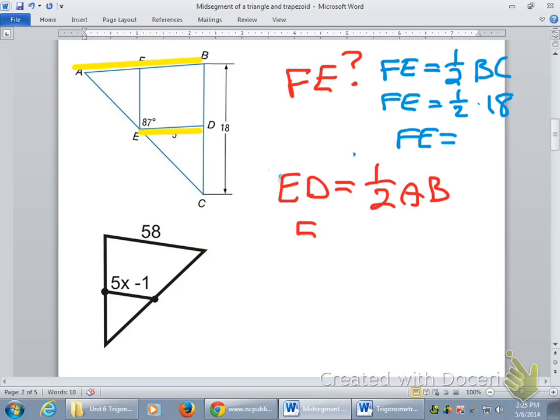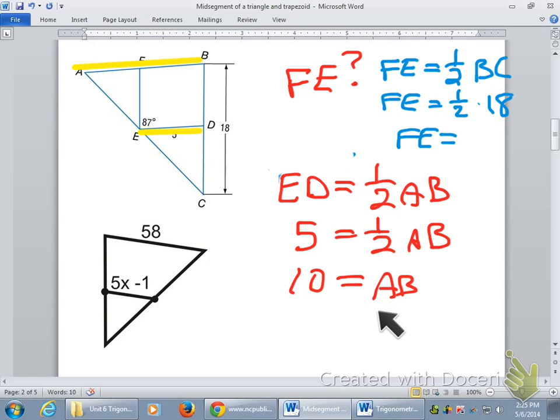I know that ED is 5. How do you get AB by itself? Multiply by 2, and AB equals 10. Again, I know a lot of you are good at your algebra, so you might appreciate writing it down this way. This is simply putting a geometry statement, substituting, and then solving with algebra. That's pretty typical of how you would go through any kind of geometry problem.